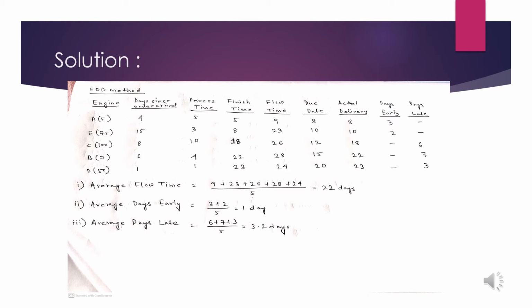Subsequently, the average flow time will be all the flow times added up divided by the number of works given to us, which gives 22 days. Moving on to average days early, total days early divided by the number of works, which gives 1 day. And the average days late, adding up all the days late, which is 16, divided by the number of works, gives 3.2 days.